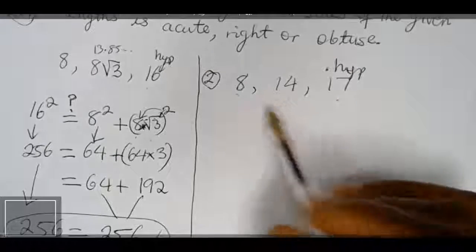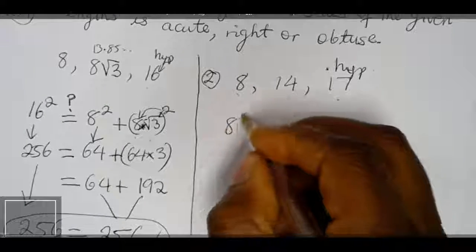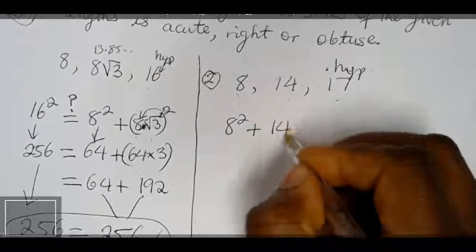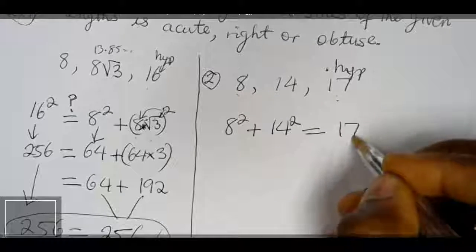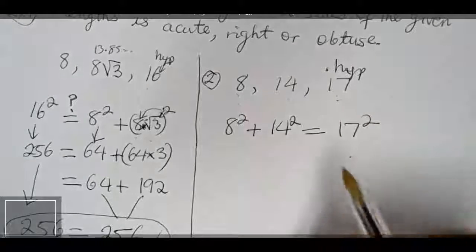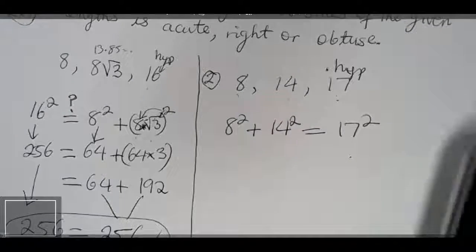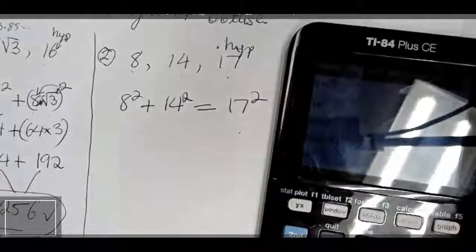So again, the two legs will be on one side. So 8 squared plus 14 squared. We always add the square of the two legs, and then the hypotenuse square is by itself on one side. So make sure you keep that order. Then we plug things into our calculator.